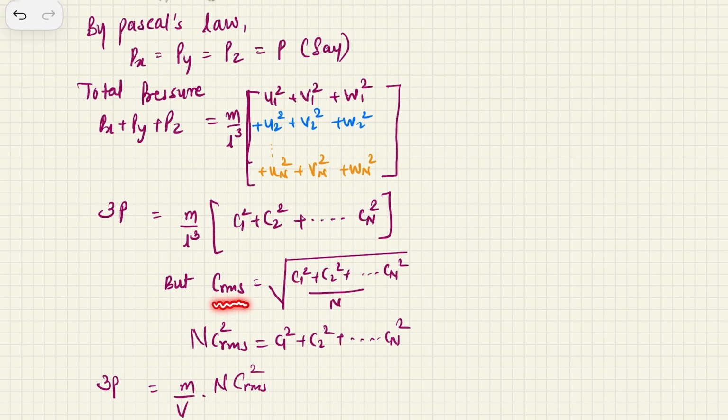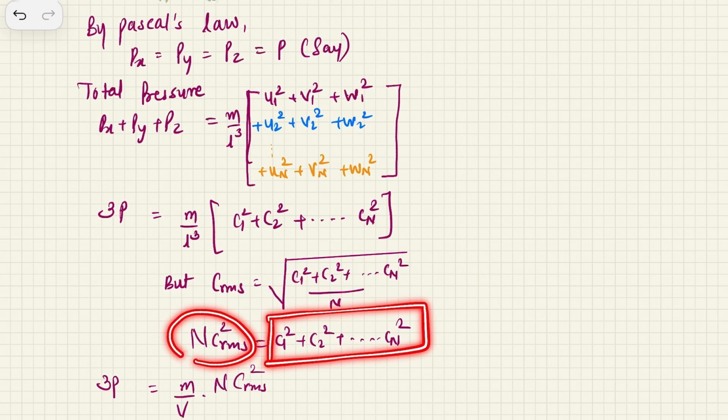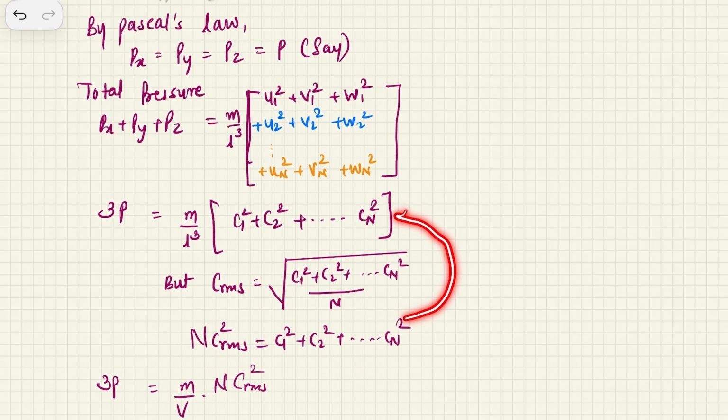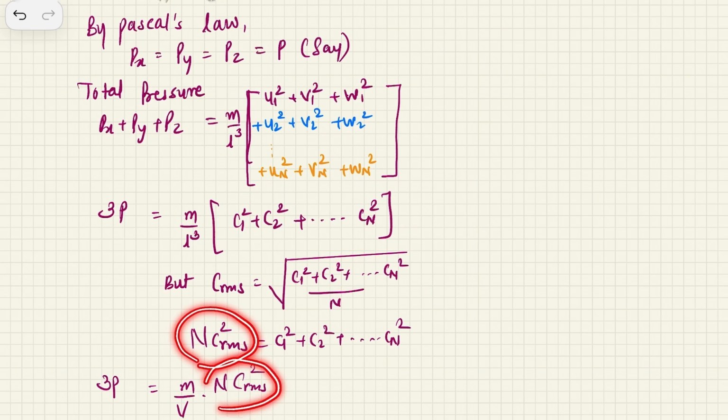In that, I have mentioned that CRMS is equal to the square root of C1 square plus C2 square till Cn square divided by n. What I'll do is I'll take the square root on the other side, so this becomes square, and this n was divided, now it is going to get multiplied. So I'll get n CRMS square is equal to C1 square plus C2 square plus C3 square till Cn square. So wherever there is C1 square, C2 square till Cn square, I can write n CRMS square. So I'll just put this value over here. So this C1 square plus C2 square till Cn square becomes equal to n CRMS square. So if you see, this is n CRMS square.